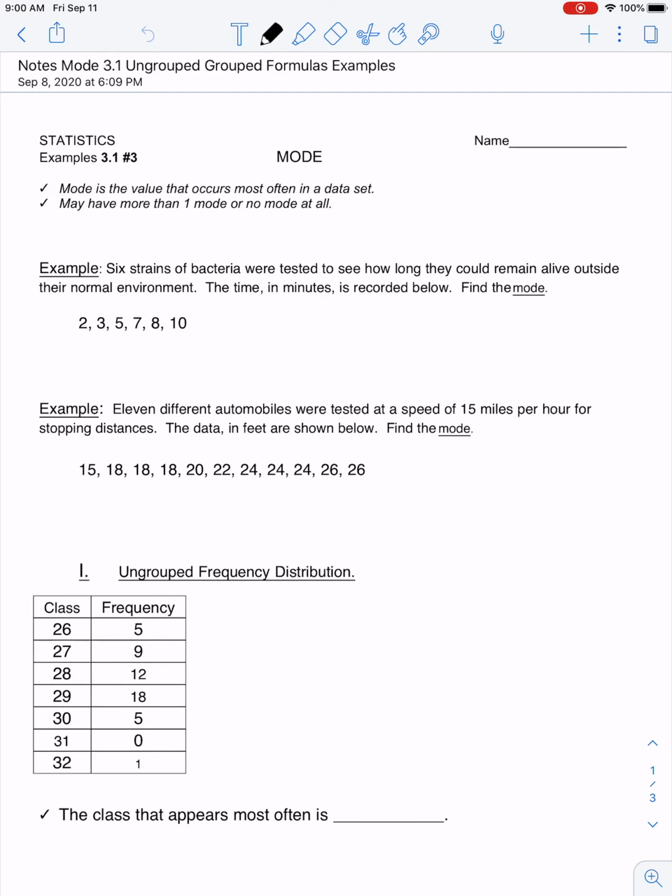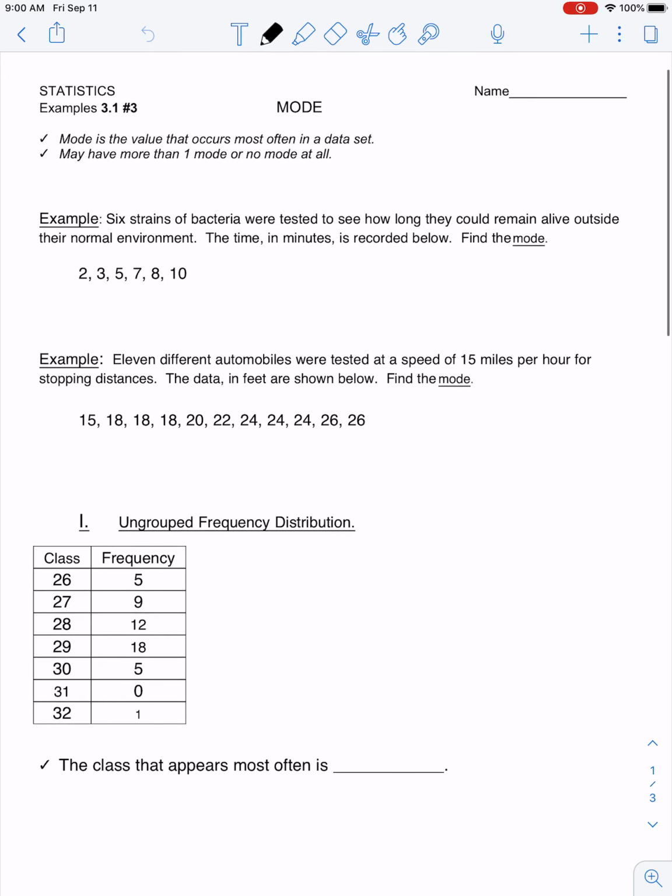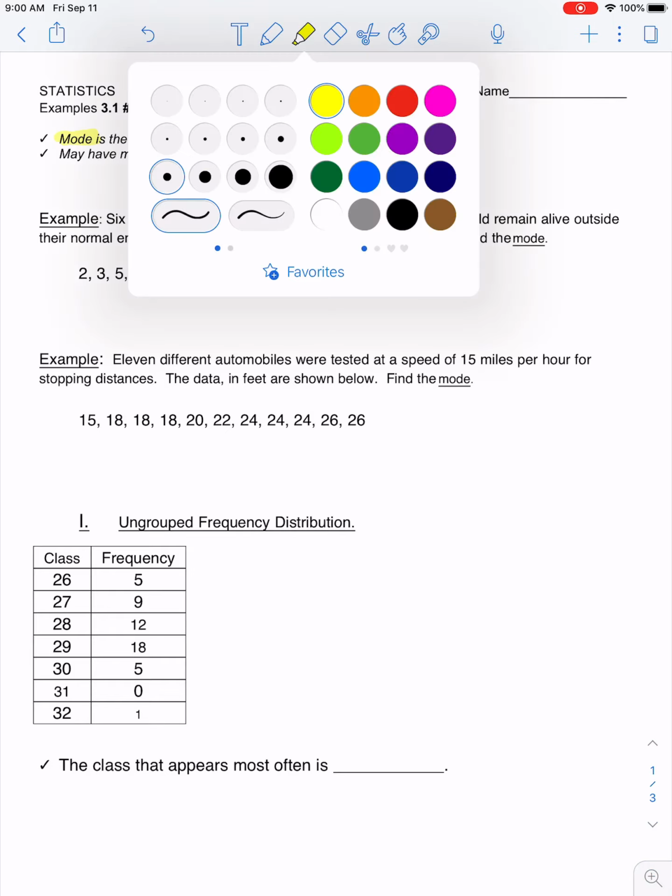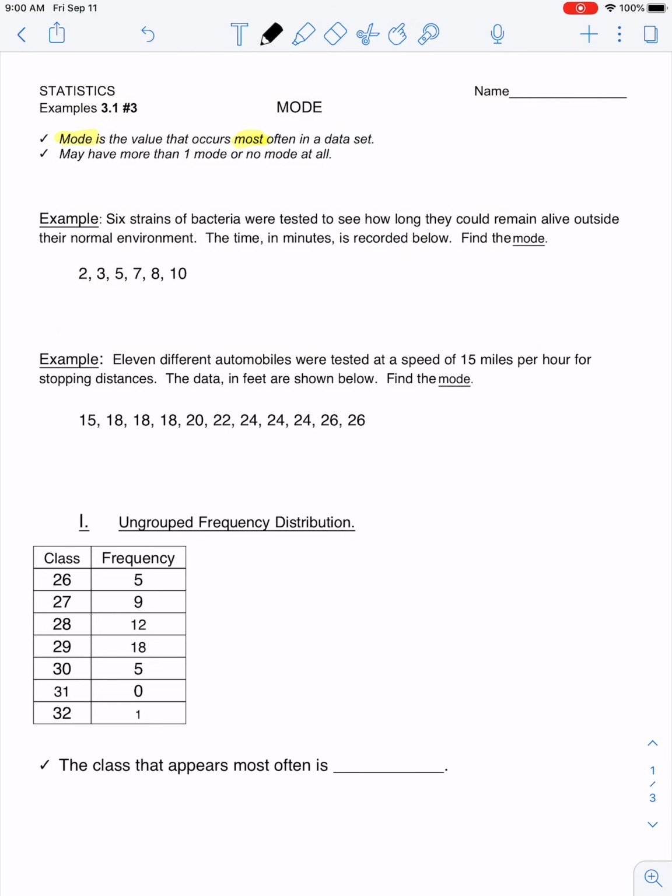In this video, we're going to take a look at how to find the mode for a set of data. Some of you may remember this from a previous class, but mode is the value that will occur most often. Mode and most is how I remember those two things. You are able to have more than one mode, or it could be possible you have no mode at all.